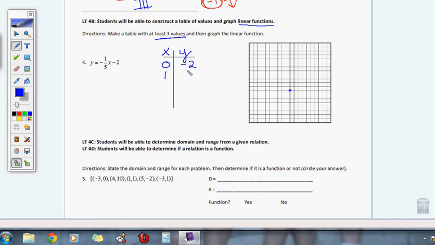I'm going to get an ugly fraction here. It's not that you can't do that, but it's not a great point for us to plot. So what I'm going to do is say, okay, what's the y value when I have an x value that works out nice? Well, I'm going to pick an x value of 5.